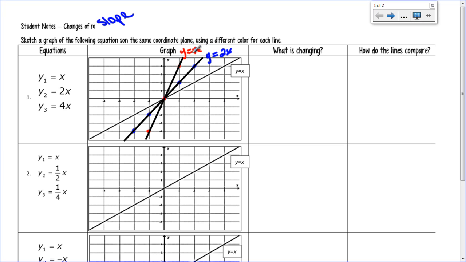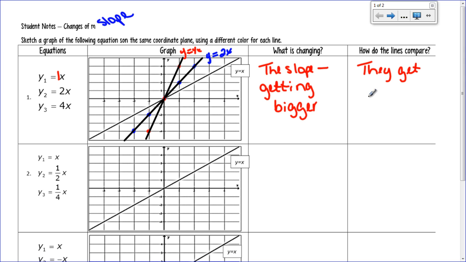And now let's talk about what's changing. If you look at my equations here, this one has 1x, 2x, 4x, and so what is changing every time is the slope. And what is changing about the slope? It's getting bigger. I am increasing the slope every single time, so I'm making it a bigger and bigger number. And if you will look at my lines, let's just talk about how they compare. This first one, the parent function, and then the y equals 2x. Well, the y equals 2x is steeper than the y equals x, and the y equals 4x is even steeper. And so how do they compare? They get steeper, because they are increasing at a faster rate.